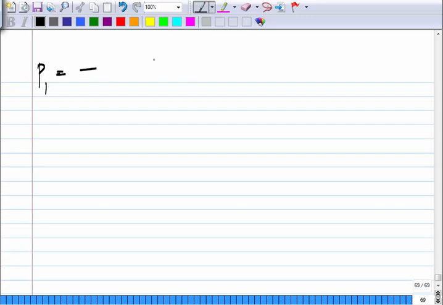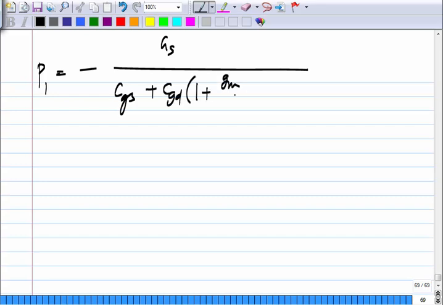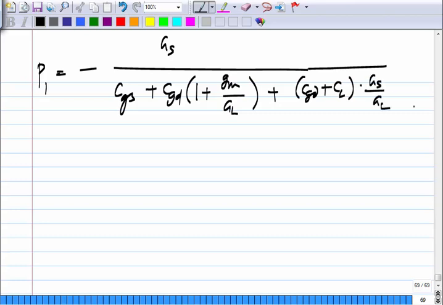one of the poles I can still associate with the conductance GS, and the capacitance with that turns out to be CGS plus CGD times 1 plus GM by GL plus CGD plus CL times GS by GL. Okay. First of all, this itself is an approximation. This is an approximation assuming that the magnitude of the poles are widely separated. Okay. That is, one pole is at a much higher frequency than the other one. But it does give us some insight into what happens.